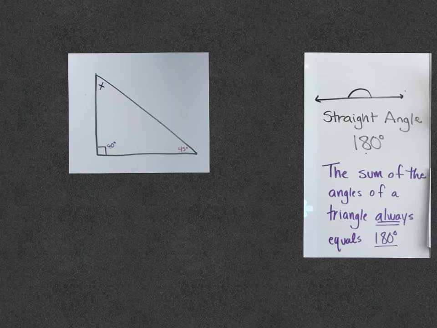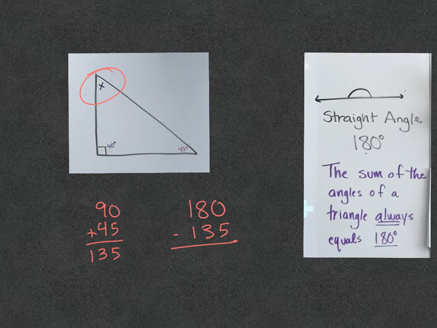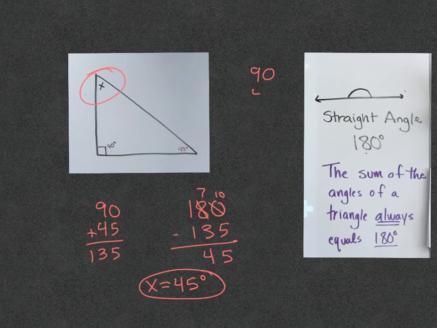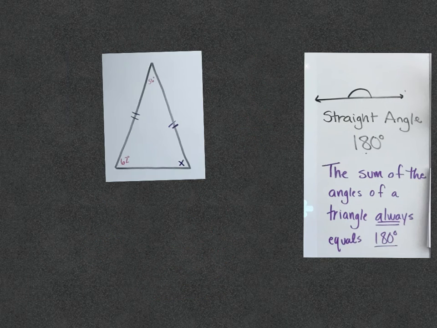All right, let's try another one. So we have a 90-degree angle, and we have a 45-degree angle, and we're trying to find this missing angle over here. We're going to add these up, 135. Then we take 180 and subtract what we know those two angles equal. So we get 45. So this angle, x equals 45 degrees. And again, we can check this by adding them all up, and again, we get 180.